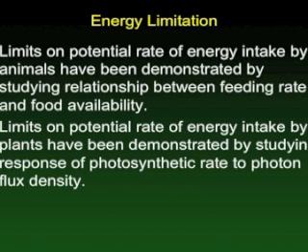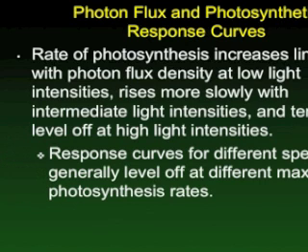A plant's reaction to the photon flux density varies as the light intensity. So at low light, there's a linear response, and then as the light increases, the level of response decreases, and finally at very high light intensities, it actually levels off and is flat in response. And we see this differs from different species of plants.